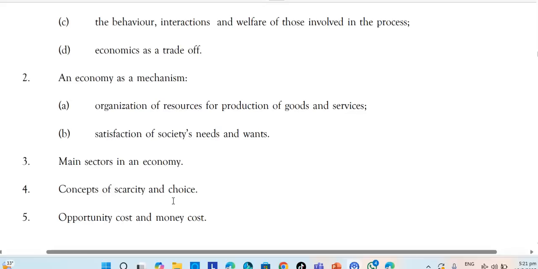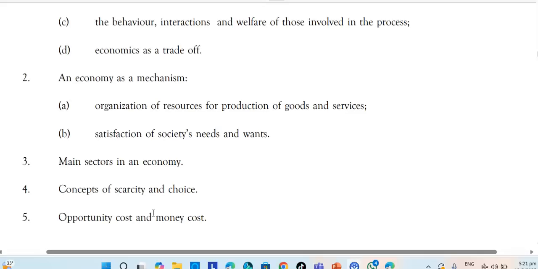This leads to the concept of opportunity cost. And as I said before, it's the next thing we're going to look at. We're going to look at what opportunity cost and money cost is when you're finished looking at concepts of scarcity and choice. So when we have to give up one thing to gain something else, it leads to the concept of opportunity cost. Now, let's look at some examples of scarcity and choice.